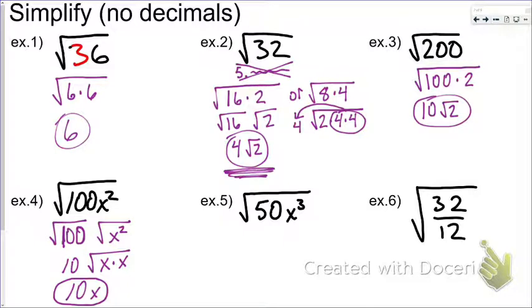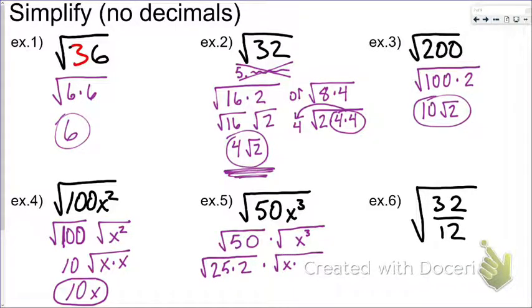So what I would do is I would also break this one down into 2 things. Break that 50 down. The best way to break it down is a 25 and a 2. And then maybe write all 3 x's down. So the 25 comes out. It becomes a 5 square root of 2.